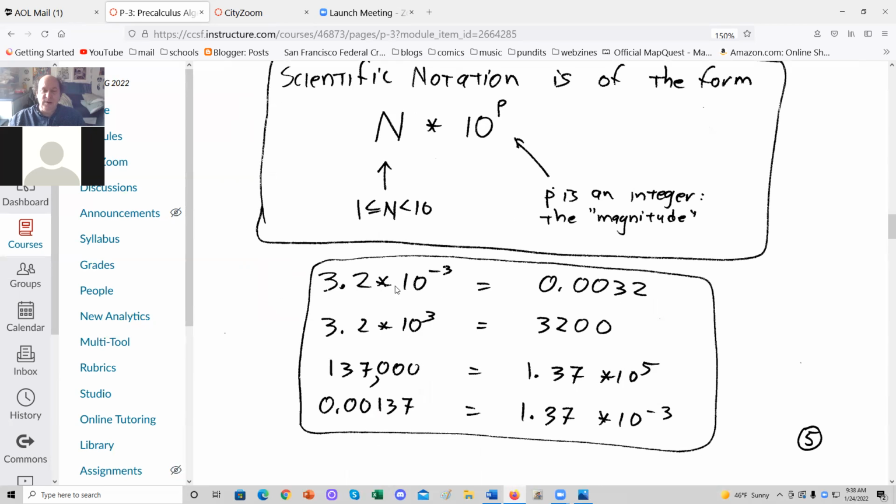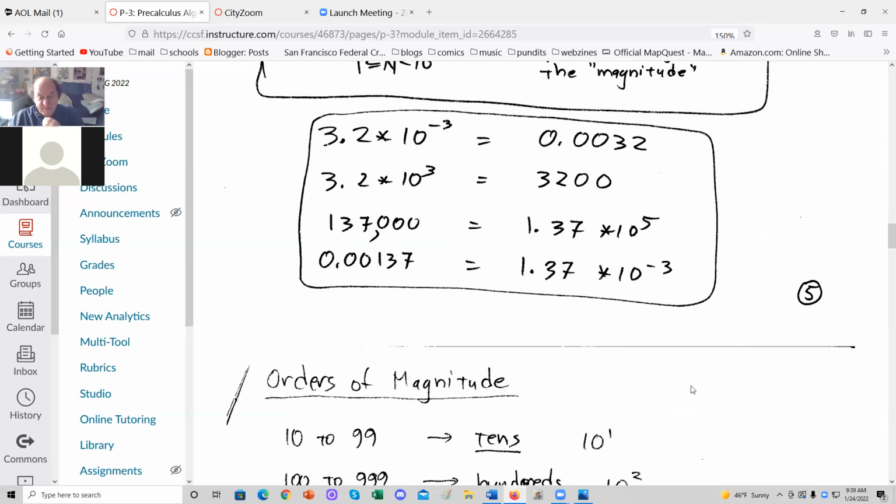So 3.2 times 10 to the negative third, that's 1,000th times 3.2, so 0.0032. Here's 3.2 times 10 to the third, that's 1,000 times 3.2, it's 3,200. 137,000, you rewrite that as 1.37 times 10 to the fifth power. 0.00137, that's 1.37 times 10 to the negative third power.